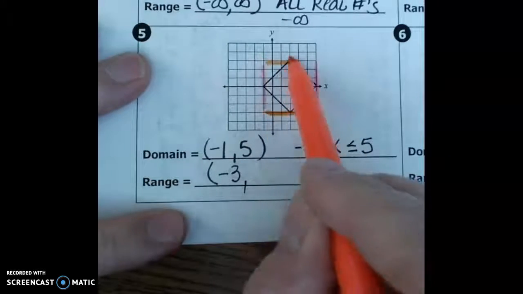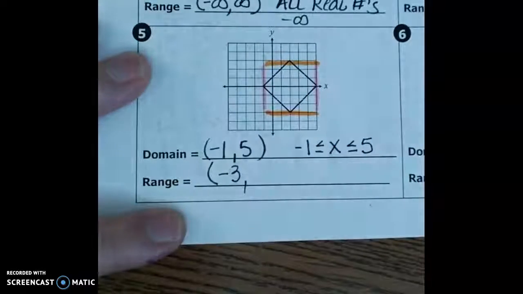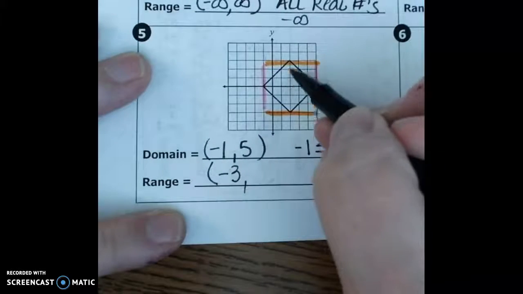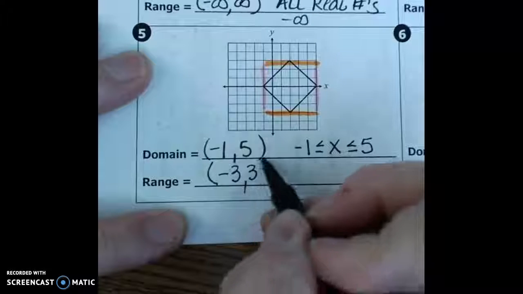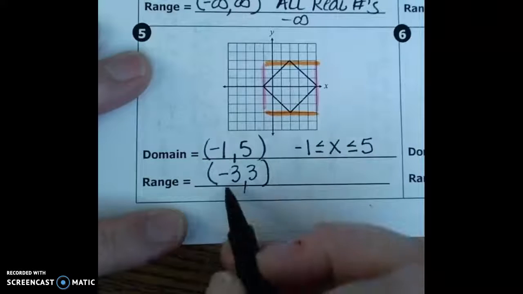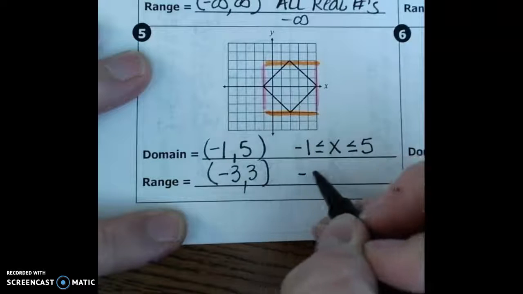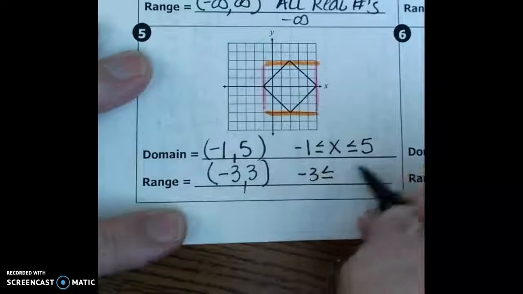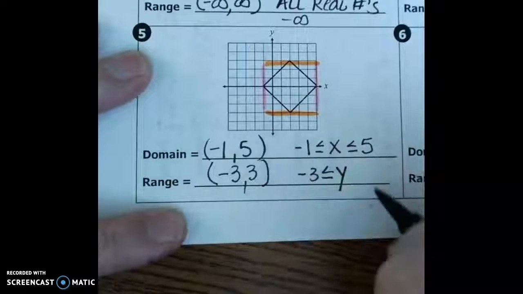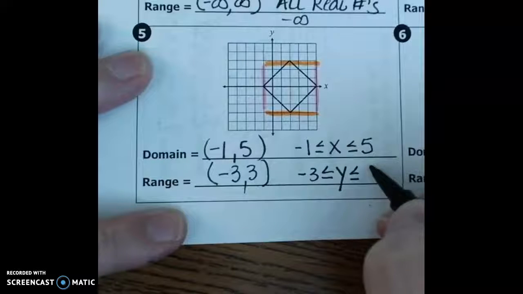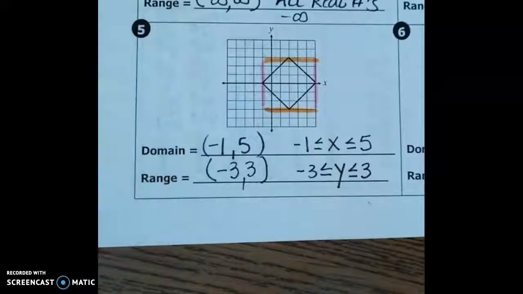The biggest y value, the graph doesn't go beyond that point. The biggest y value is 1, 2, +3. All of my y values are between -3 and +3. And I can write it in the same interval notation: -3 is less than or equal to y, because we're talking about the range, is less than or equal to +3.